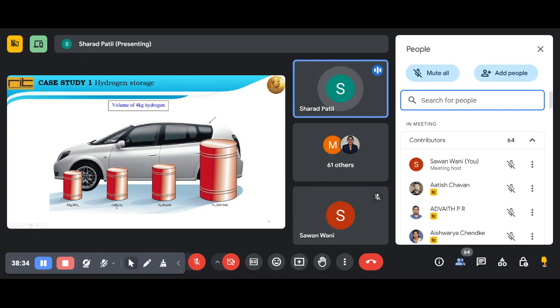This is one of the metal hydride tanks, LaNi5, where to store the same 4 kg, this much volume is required. If you would like to have another hydride, that is Mg2NiH4, then again this much volume is required. Now you can see that if you store the hydrogen in these different methods, liquid, gaseous and solid form, then the volume required will be different. Currently the storage of hydrogen is one of the issues, and we have looked at how to store the hydrogen in the solid form, that is metal hydride forms.